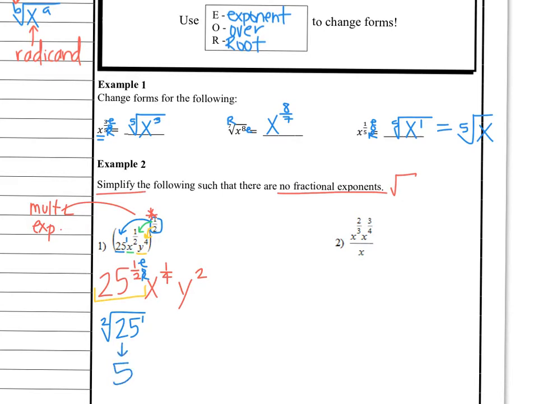Then the next term here, we're going to use again e/or, so exponent over root. We're going to rewrite this one as the root with x on the inside, the exponent of 1 and the 4 there, and then y to the 2nd power. There's no fractional exponent, so that one can just stay as it is. So we're going to rewrite this as y squared.